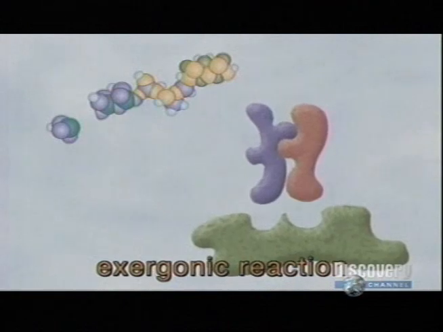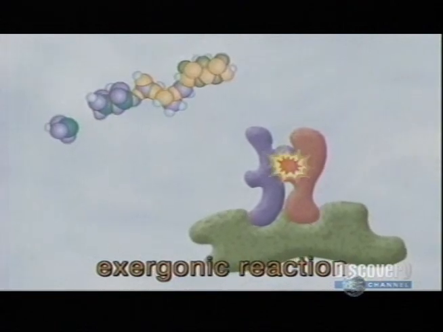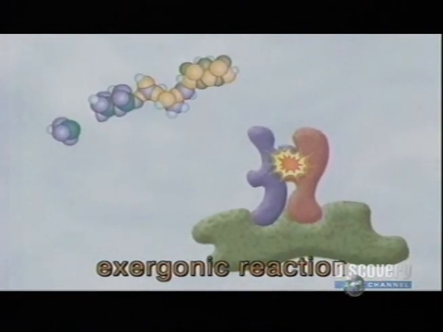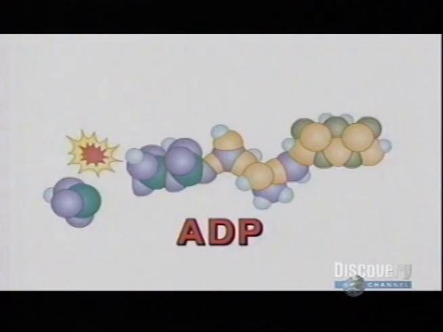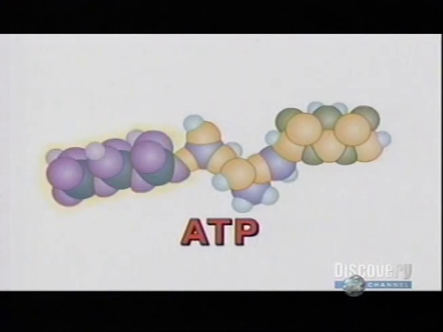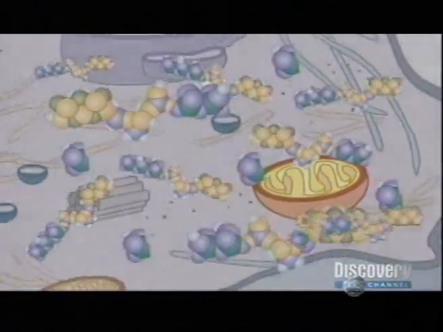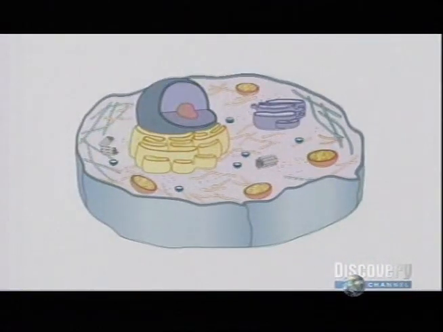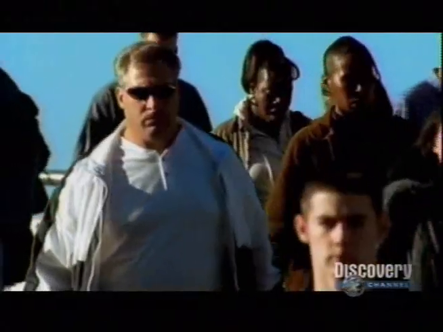An exergonic reaction breaks the chemical bonds of a substrate, which releases energy. An ADP molecule captures the energy and uses it to bond with a phosphate group, making a new molecule of ATP. Cells always have a supply of ATP, ADP, and phosphate groups for energy reactions. This is how cells transfer and release energy that organisms need to live. Thanks to ATP and chemical reactions, we have enough energy to get through the day.